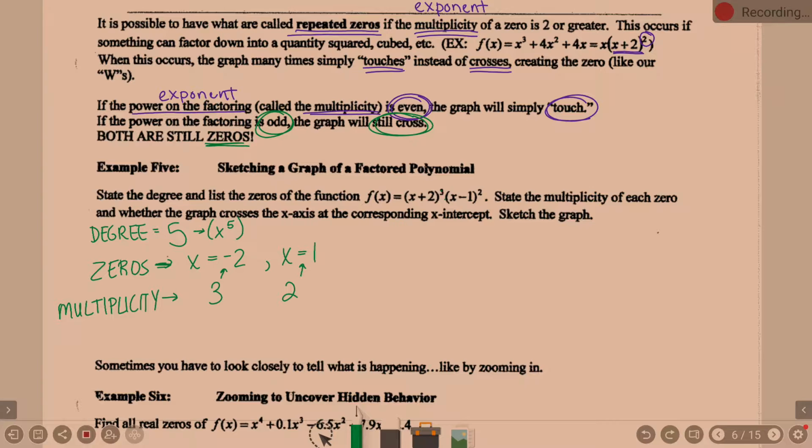Now, the question becomes, state the multiplicity of each 0 and whether the graph crosses the x-axis or touches. It says whether the graph crosses. We're going to talk about does it cross or touch. So, when x is -2, that's a 0. My graph is going to touch the x-axis somehow or another. It's either going to touch it or it's going to cross through it. How do I know what it's going to do when x is -2?